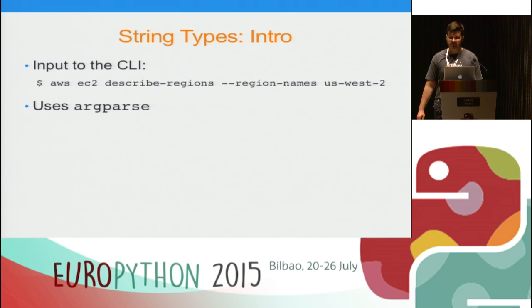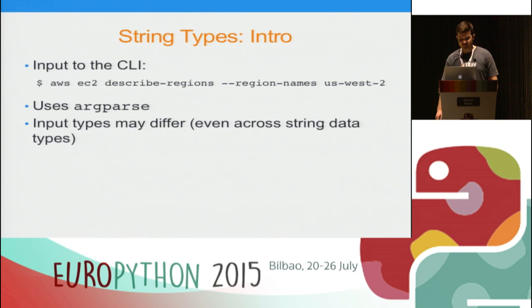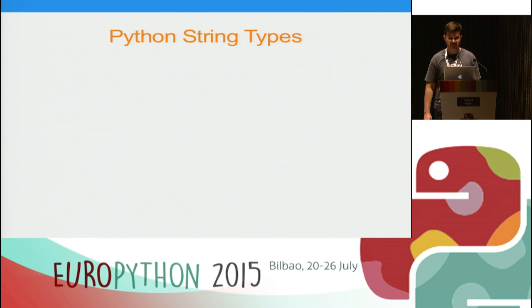Underneath the CLI, it uses the argparse library to create a namespace of all the inputs that got received. And inside of this namespace, the values may differ, even across string data types. So across different Python versions, you can have different string types. I keep talking about this Python string type, so let me cover them now.